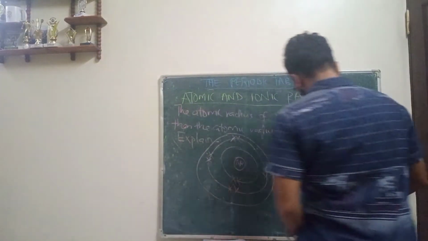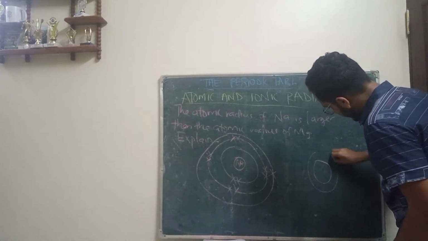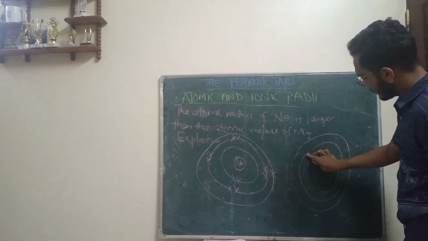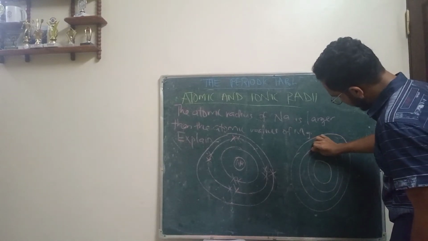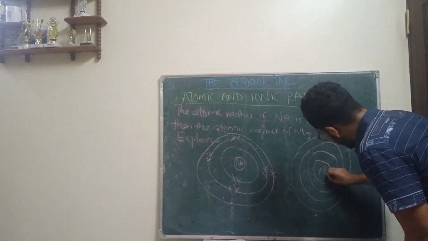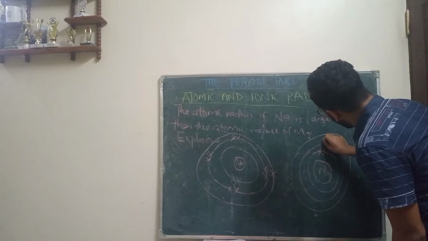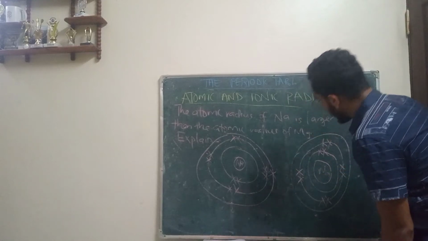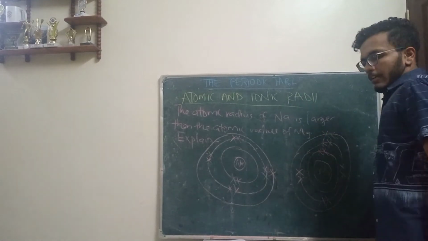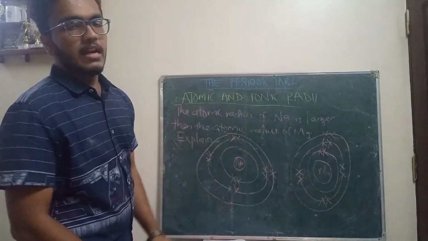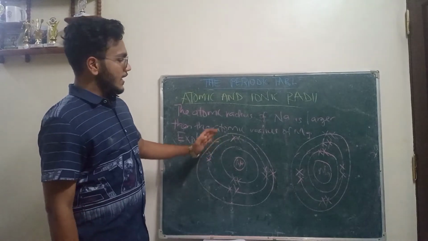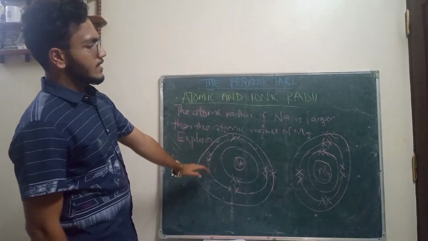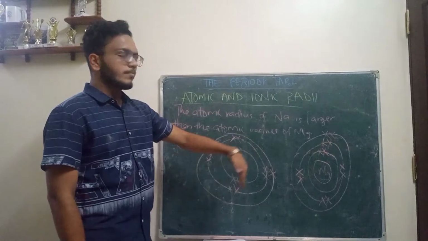Now let's draw the atom of magnesium. 3 energy levels. Magnesium nucleus, energy level 1 with 2 electrons, energy level 2 with 8 electrons, and energy level 3 with how many electrons? 2 electrons. Now when we compare these two atoms and I ask you which atom's atomic radius is larger than the other one, what will you answer me? The energy levels are the same. So which atom is larger than the other one?